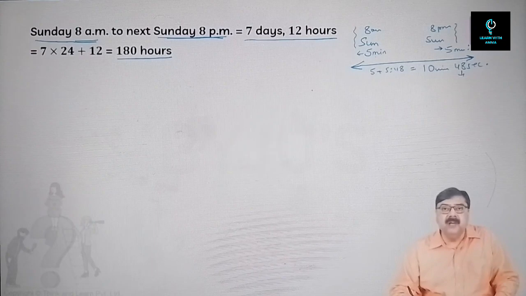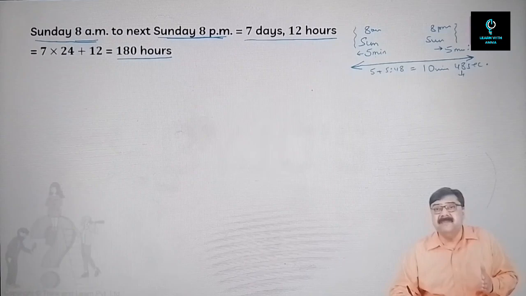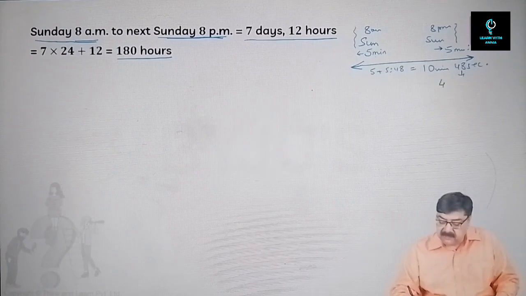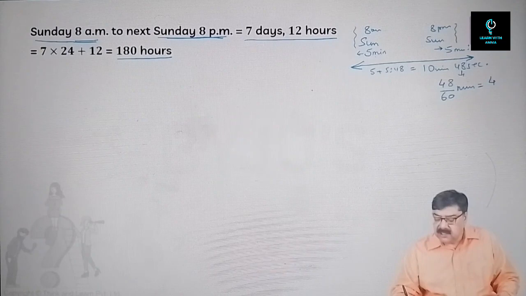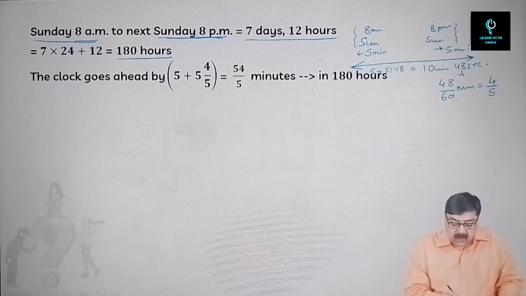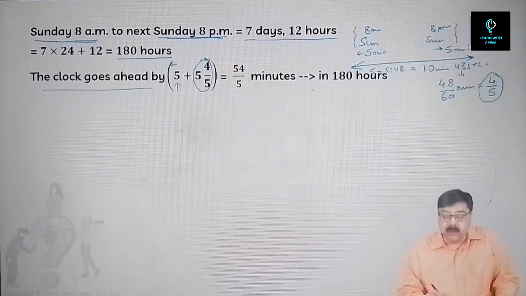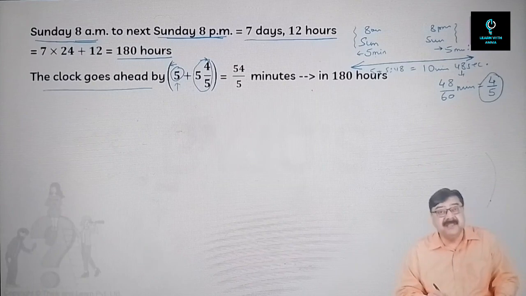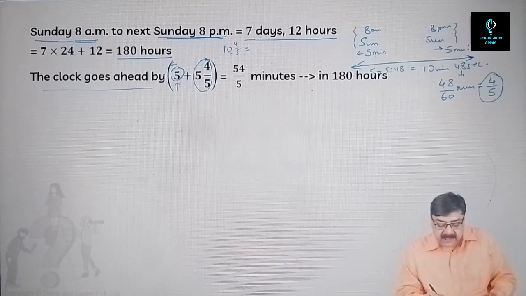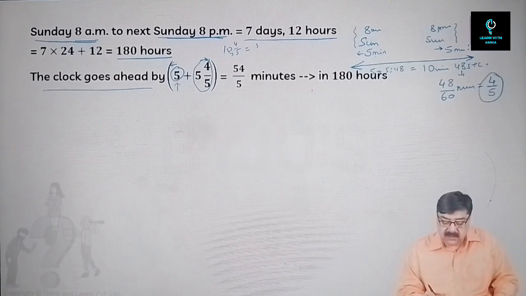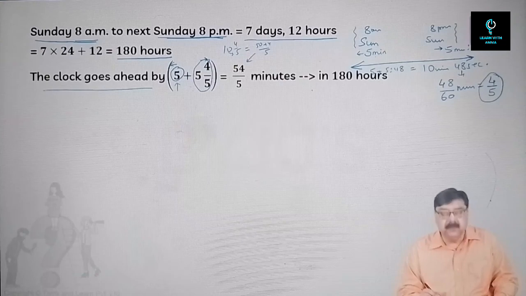Now let us convert these 48 seconds into minutes. Now we know that there are 60 seconds in a minute. So this shall become 48 by 60 minutes. Now both 48 and 60 are divisible by 12. 12 into 4 is 48 and 12 into 5 is 60. So here we will write the clock goes ahead by 4 by 5, added to 10. So it shall become 10 4 by 5. This is a mixed fraction. You open it. 10 into 5 is 50 plus 4 by 5 works out to be 54 by 5.